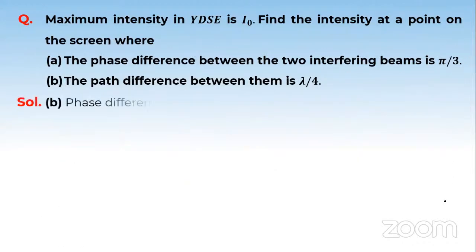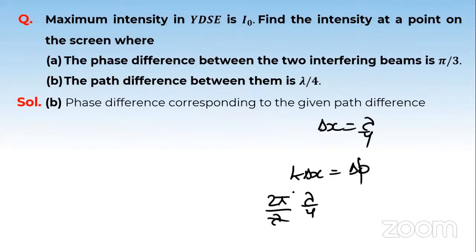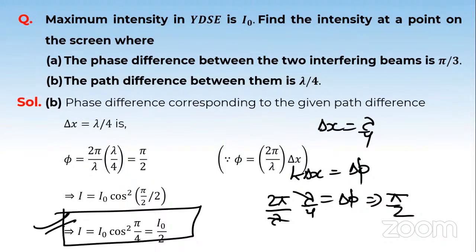Next, the path difference is given as lambda by 4. k delta x equals delta phi, delta x equals lambda by 4, and k equals 2 pi by lambda. The phase angle delta phi we get as pi by 2. In the intensity formula, we get I naught by 2 as the answer.